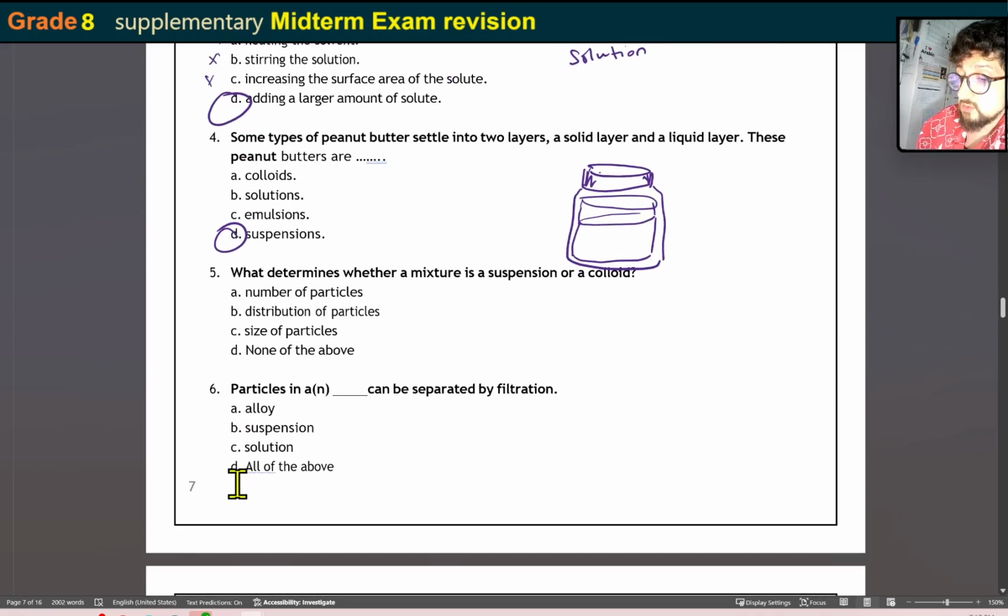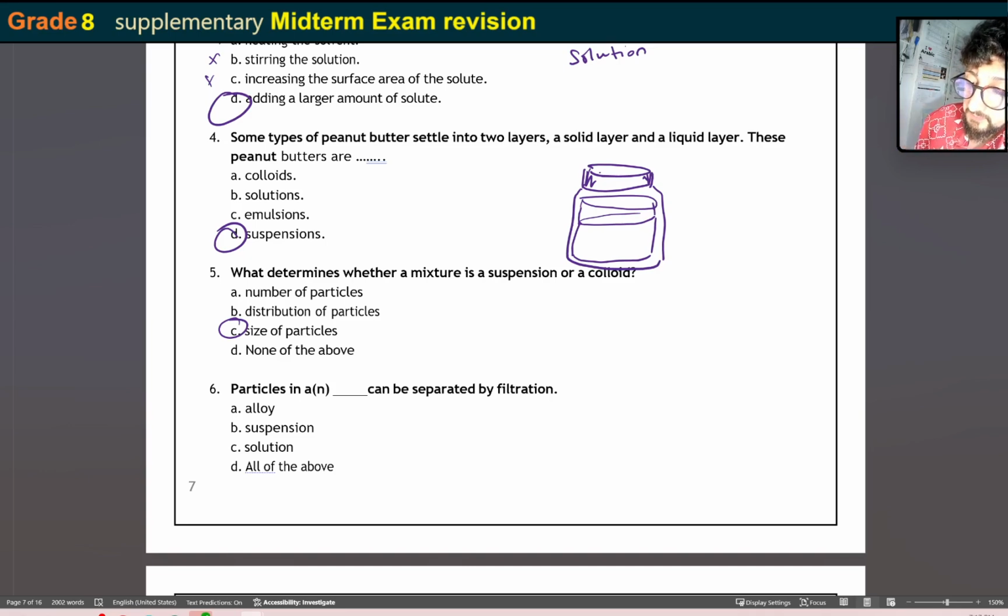What determines whether a mixture is a suspension or a colloid? The size of the particles is a big one, because the particles in a suspension are bigger and they settle at the bottom, whereas the particles in a colloid are much smaller and they stay dispersed, so they don't settle and they don't separate.